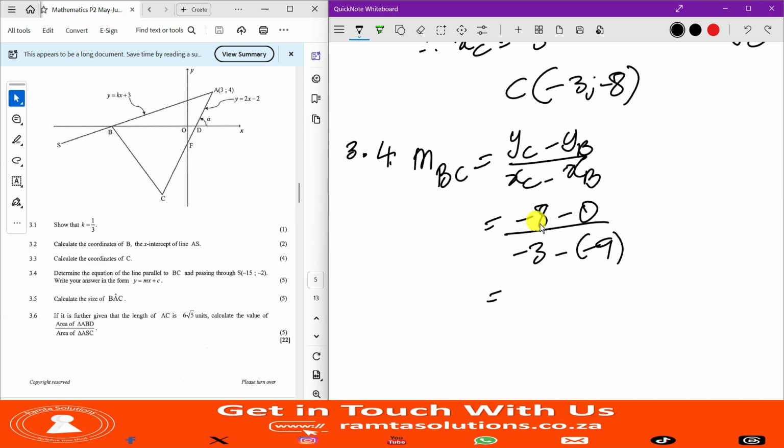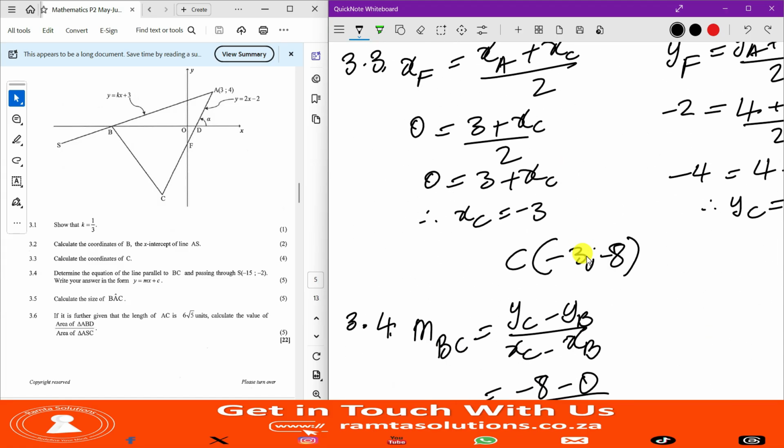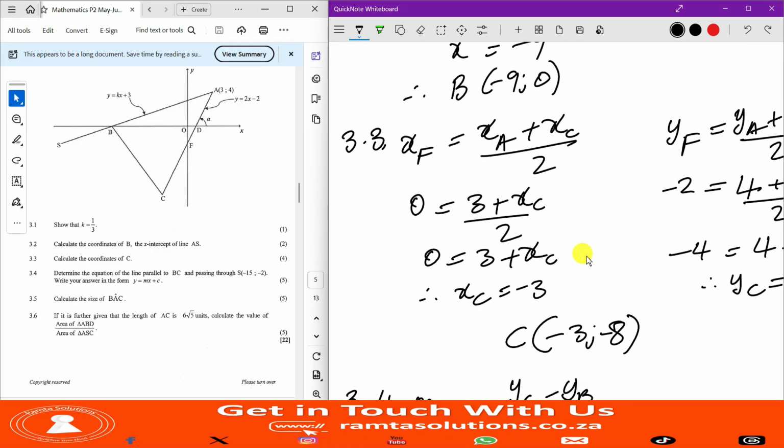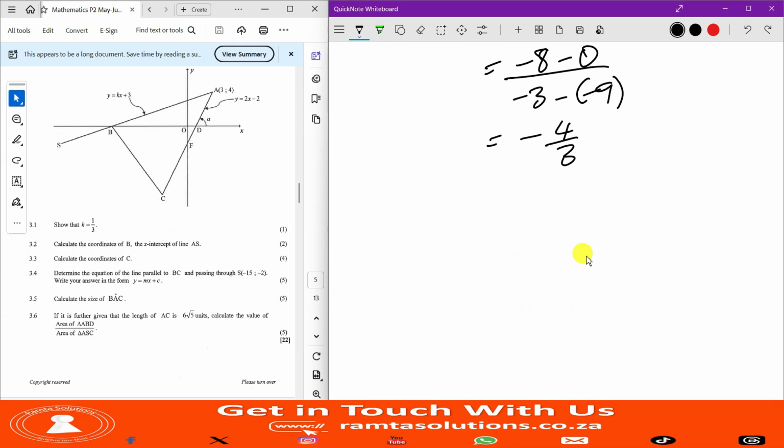So this then becomes minus 8 over 6. So this then becomes minus 4 over 3, right? This becomes minus 4 over 3 indeed. B was minus 9 and 0, correct. So the gradient of BC is minus 4 over 3.